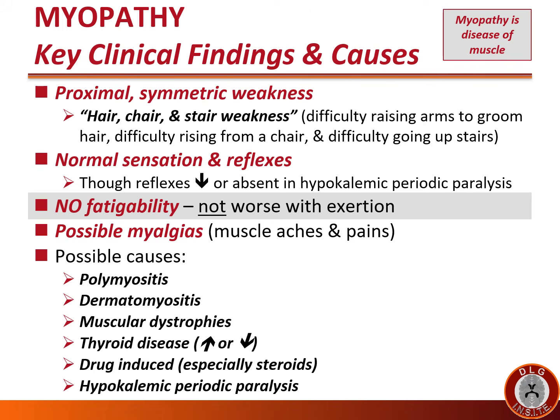Myopathies do not have fatigability. It is not worse with exertion. These patients' weakness is not worsened with exertion, unlike in myasthenia. Some myopathies, not all, may be associated with myalgias, muscle aches and pains. Possible causes of myopathy include polymyositis, dermatomyositis, muscular dystrophies, hypo or hyperthyroidism, drug-induced myopathy, especially steroids, and hypokalemic periodic paralysis.